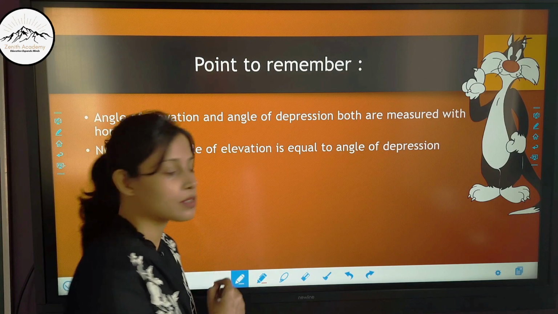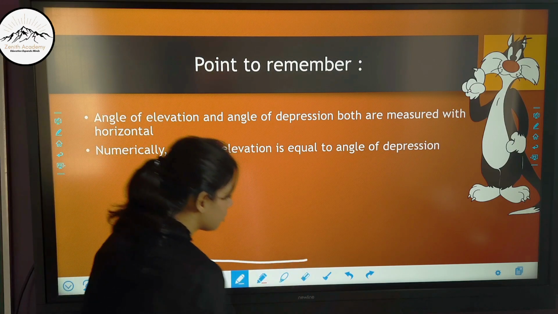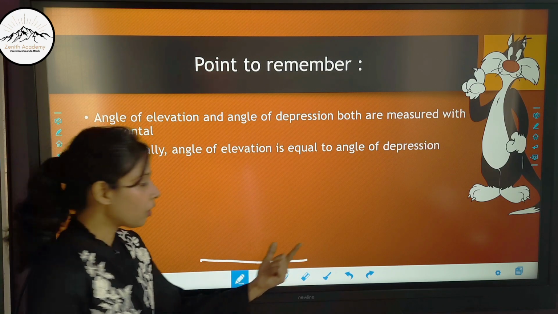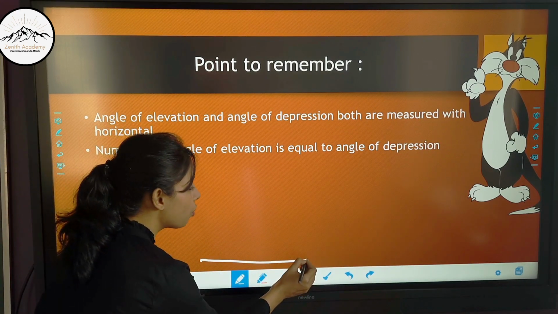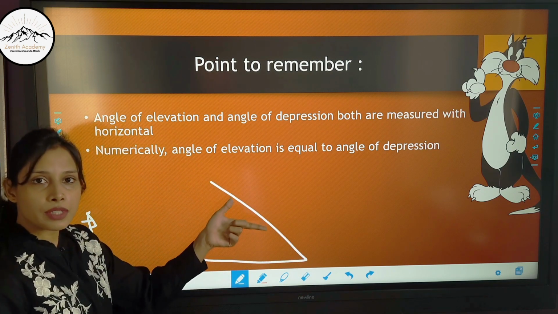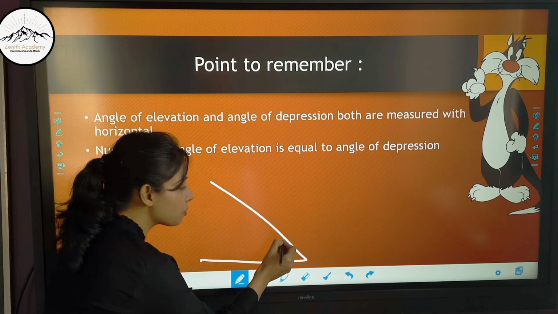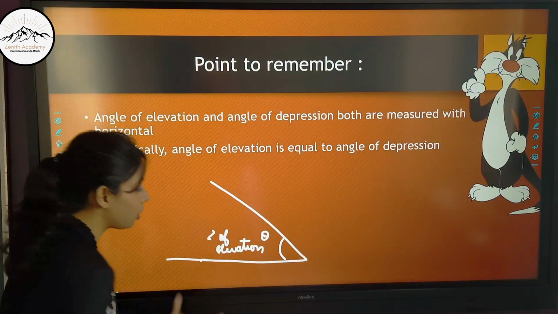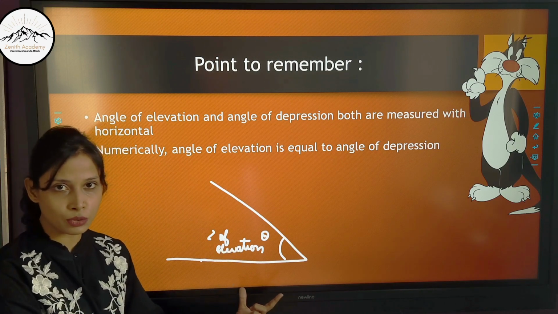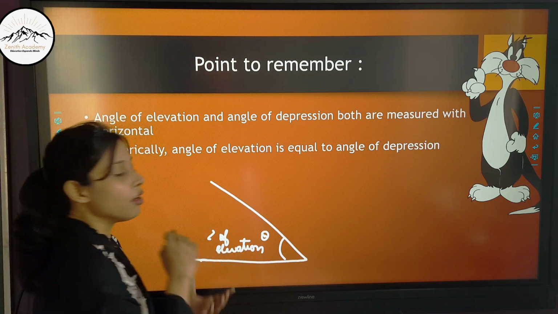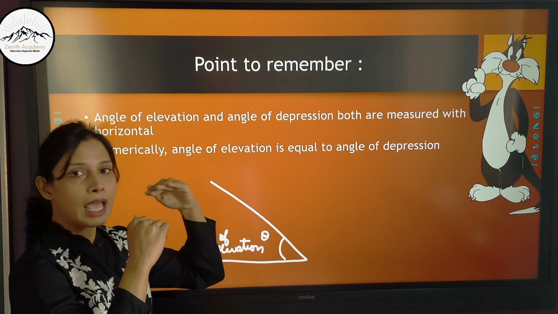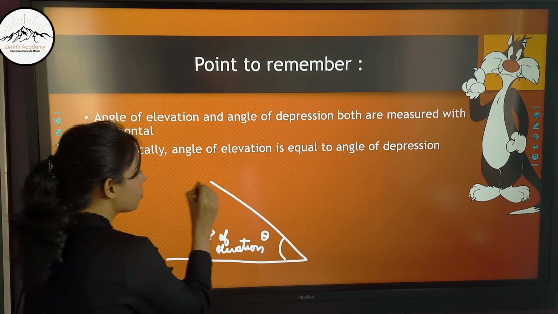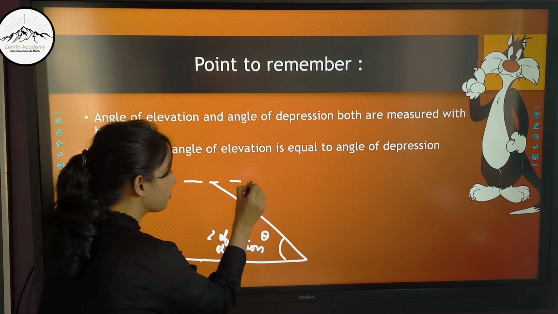Now, how is this possible? See. This is the horizontal line. For suppose this is the line of sight of the cat. Now the cat was looking upwards, so our line of sight was leaning upwards, and hence it was making an angle of elevation. Say suppose this is theta. This, I told you, is the horizontal line, always parallel to the ground. Similarly, we had another horizontal line, the line of sight of that bird. So that was also parallel to the ground. So let's suppose this was the line.